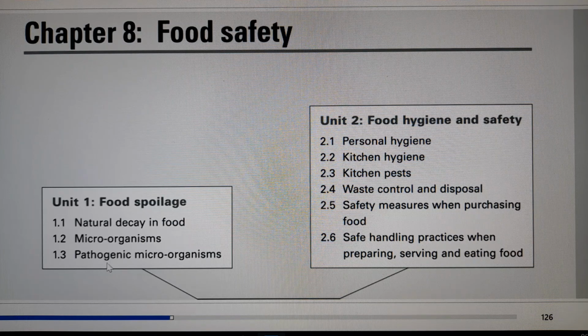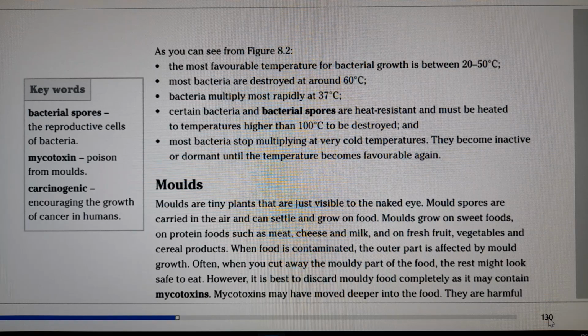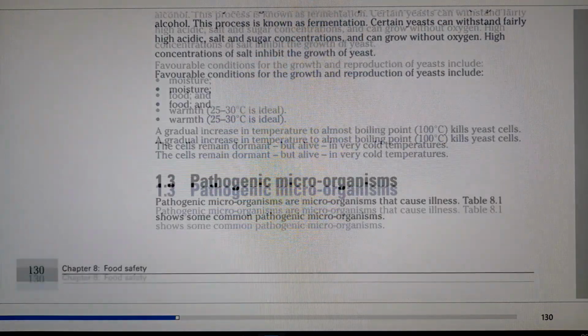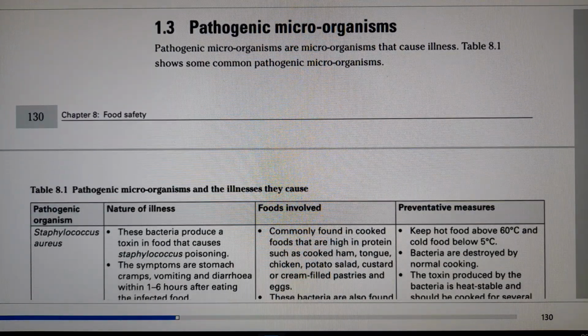And today we are looking at pathogenic microorganisms. Okay, that is on page 130 in your textbook. So we are doing the last part of unit number 1 of food safety. Just at the bottom of page 130, we will be looking at pathogenic microorganisms.